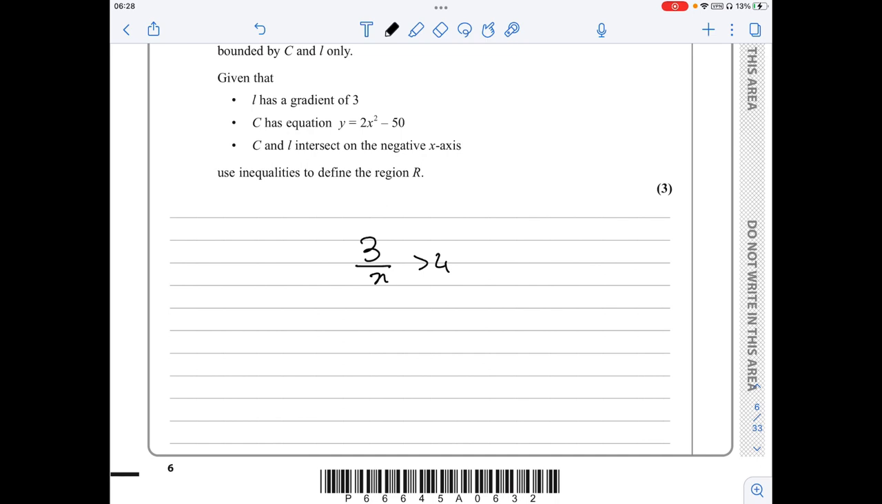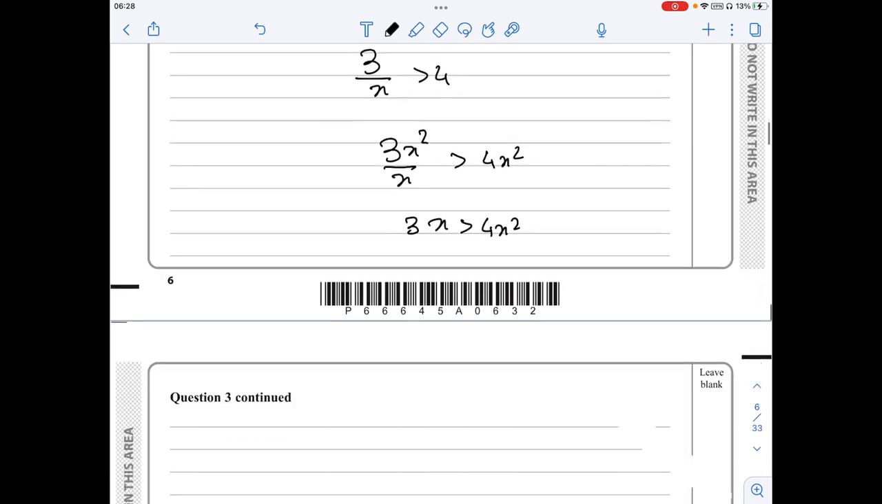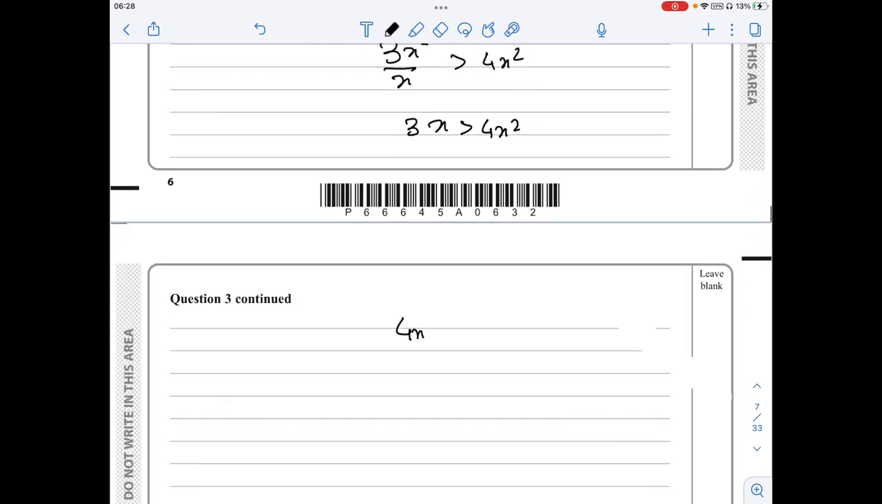So I multiply by x on both sides. So 3x is greater, or else what does it become? Multiply by x square on both sides. 3x is greater than 4x square. So once I get that one, 4x square minus 3x is less than 0.